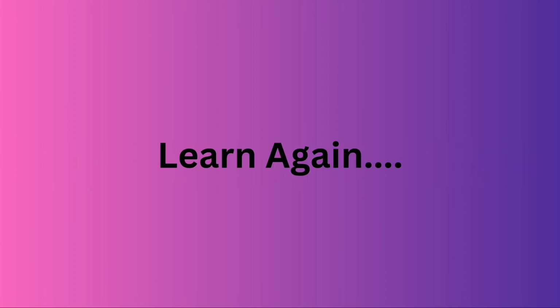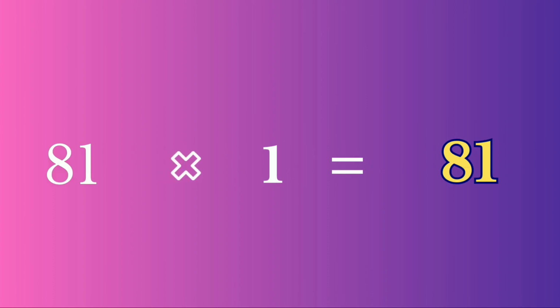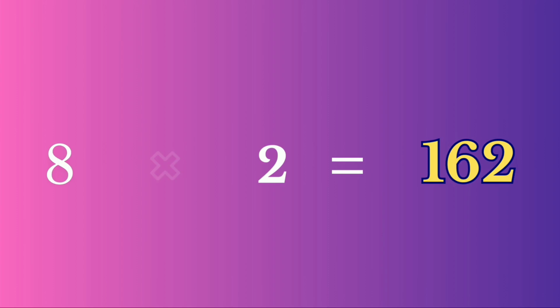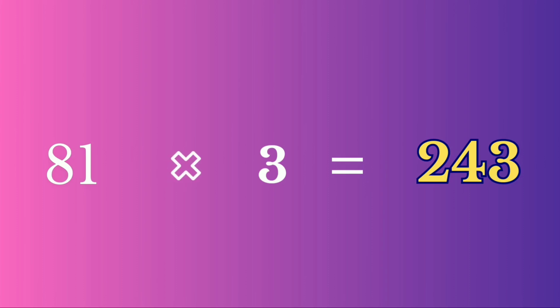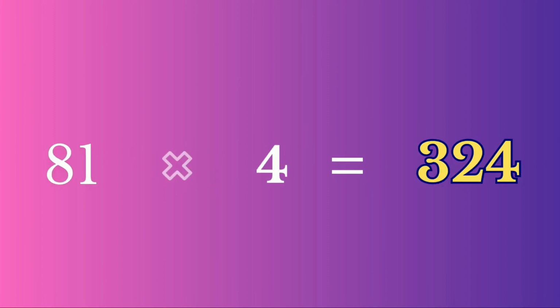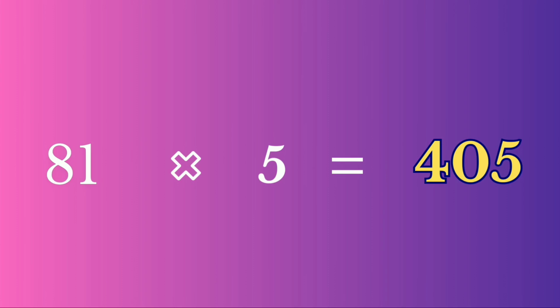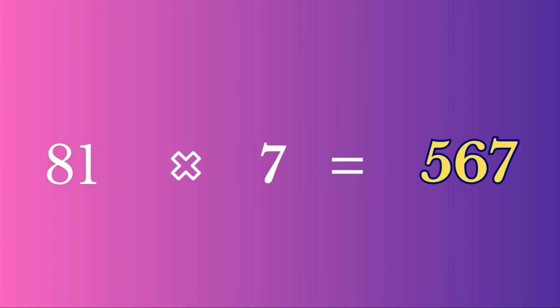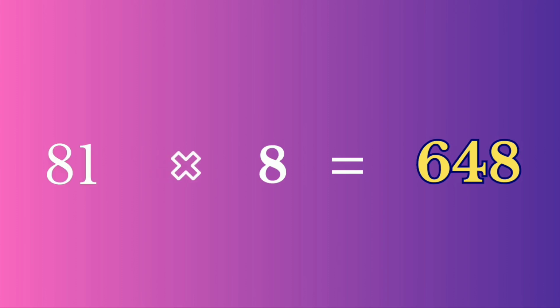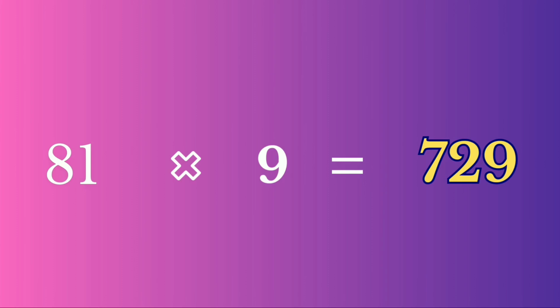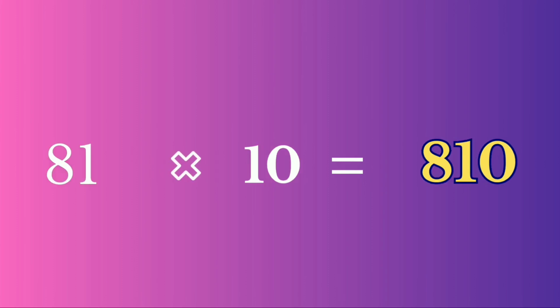Learn again. 81 ones are 81. 81 twos are 162. 81 threes are 243. 81 fours are 324. 81 fives are 405. 81 sixes are 486. 81 sevens are 567. 81 eights are 648. 81 nines are 729. 81 tens are 810.